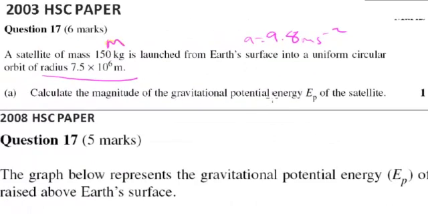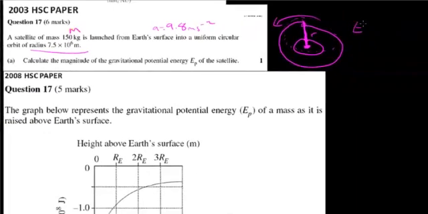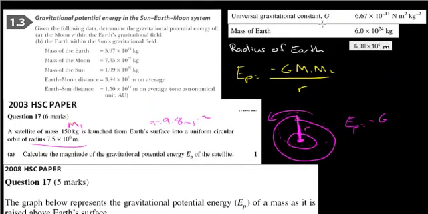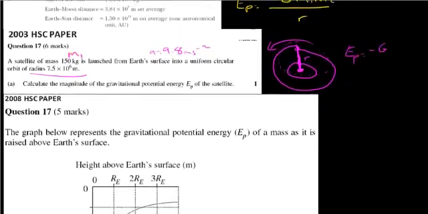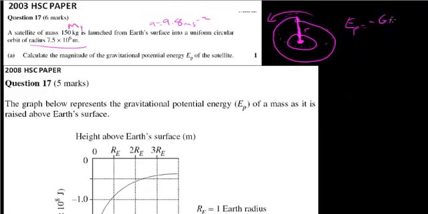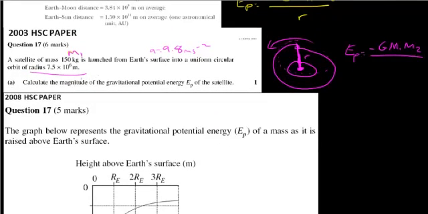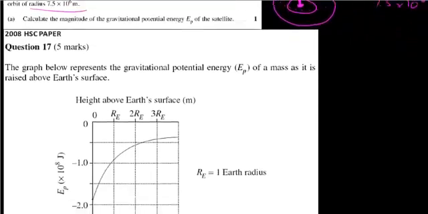Calculate the magnitude of the gravitational potential energy of the satellite. Very simple. EP equals minus G m1 m2. m1 was given up here, m2 straight from the physics data sheet, 6 times 10 to the 24 kilograms, SI units. So 150 times 6 times 10 to the 24 kilograms, all over 7.5 times 10 to the 6 meters. And you should get a result.